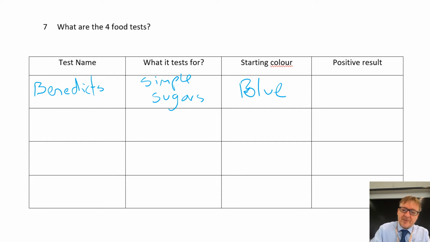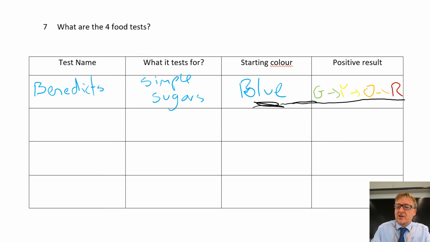Right, now this is the best bit. I'm just going to write down green, arrow, then yellow, arrow, then orange, arrow, and I'm going to finish it with red. What it does is when there's not very much, well, there's none, it starts with blue. Then as more sugar increases, it gets darker and darker.